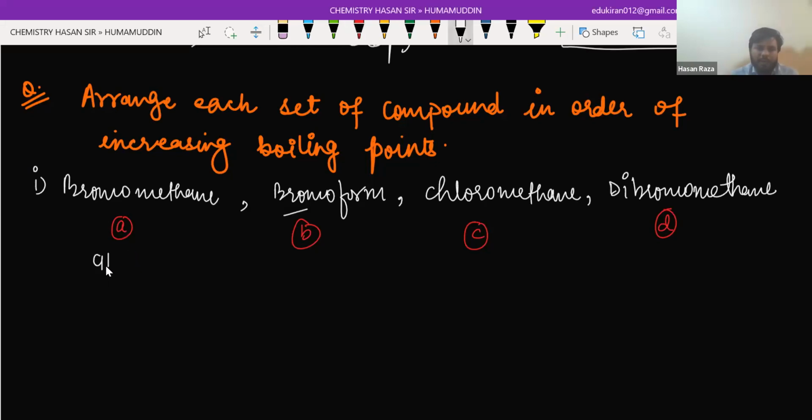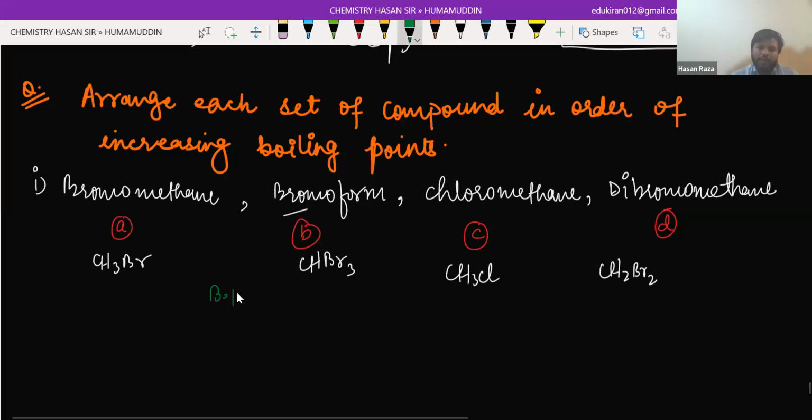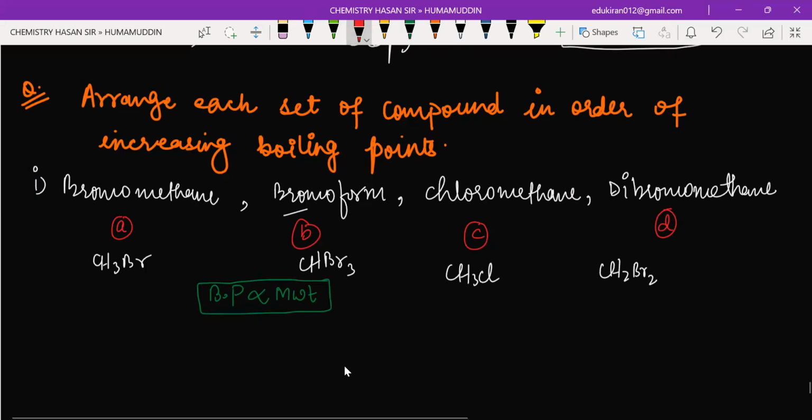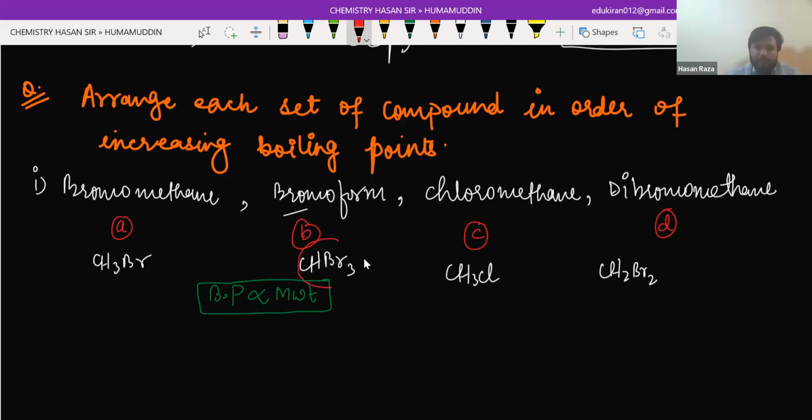Bromomethane, that means CH3Br, right? Bromoform, that means CHBr3. And chloromethane, that means CH3Cl. And dibromomethane, that means CH2Br2. As I told you, boiling point is directly proportional to molecular weight, right? So this will have the maximum molecular weight because 3 bromine is there. Then you can see 2 bromine is there, then B.